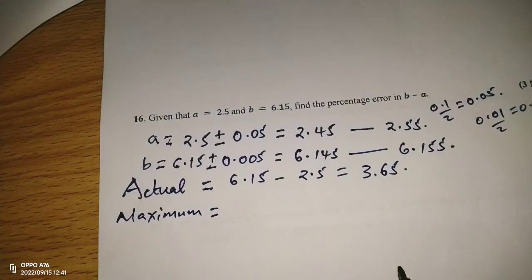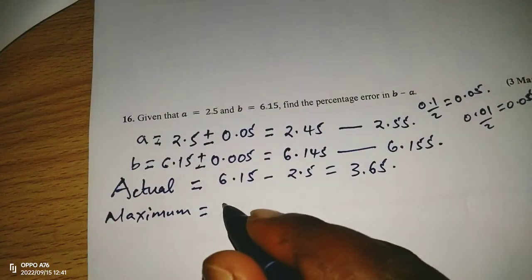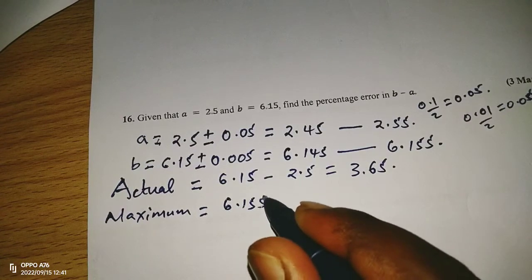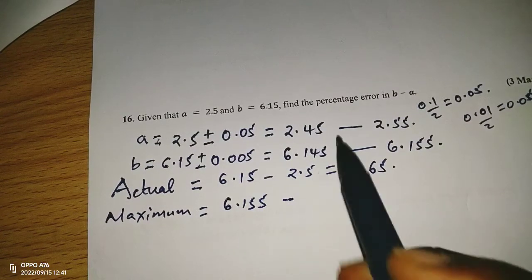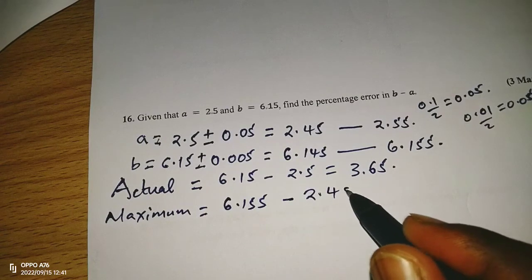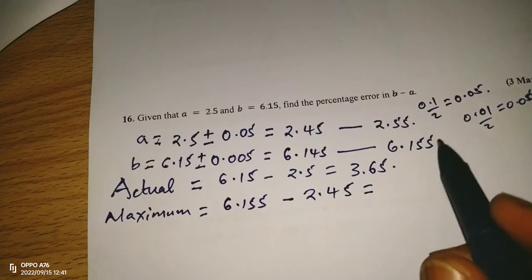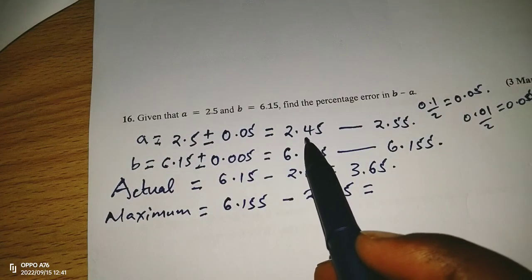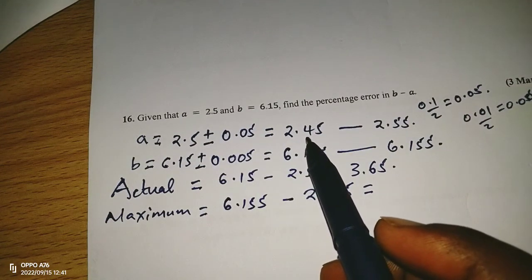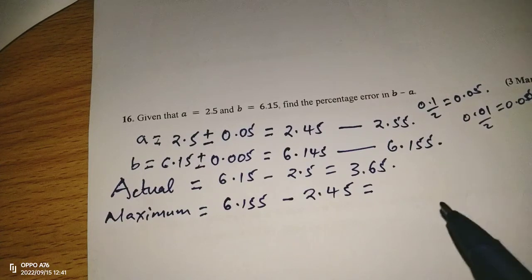Then we again get the maximum difference, whereby we will get the largest value in B, 6.155, and we subtract the smallest in A, 2.45. This will give us the maximum difference because we have used the maximum value here and we are subtracting the least value in the other case. So we will get 6.155 minus 2.45. This is taking us to 3.705.